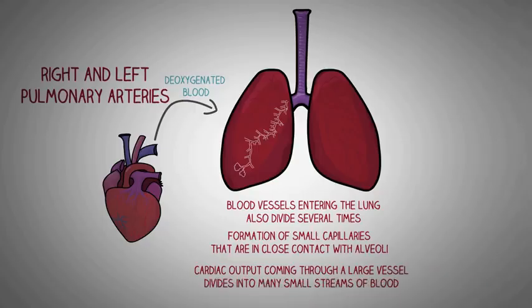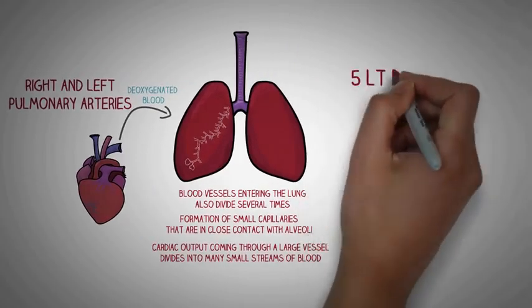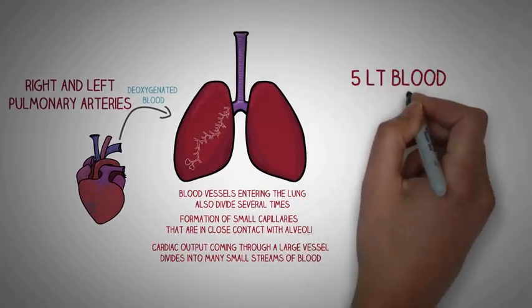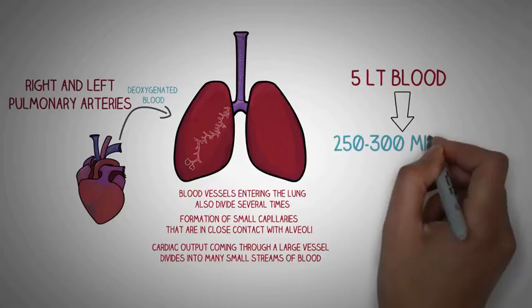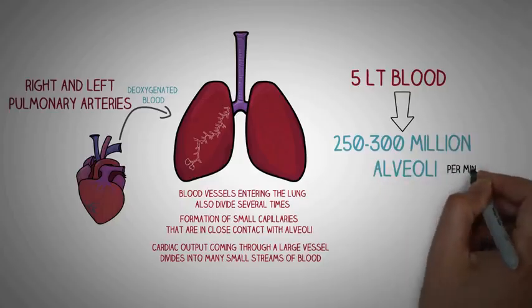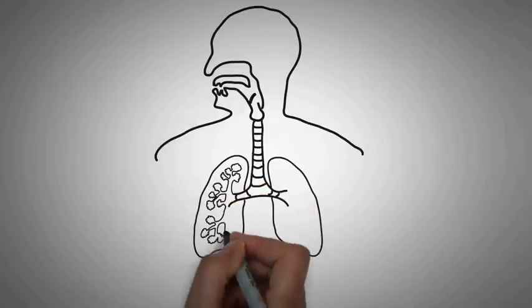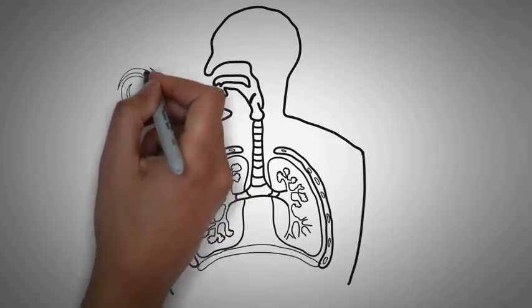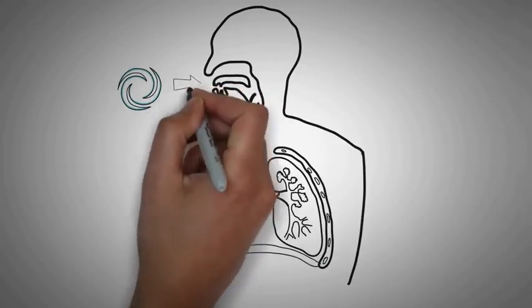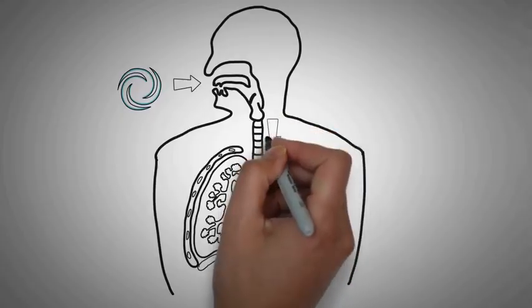that are in extremely close contact with the alveoli. Due to this, the cardiac output that comes in the large vessels divides into many small streams of blood. This leads to exposure of the 5 liters of blood coming through the heart to almost 250 to 300 million alveoli per minute. Due to this, a rapid gaseous exchange happens between the alveolar air and the blood that is exposed to the alveoli. Now let's try to understand how the actual gas transport happens inside a single alveoli.